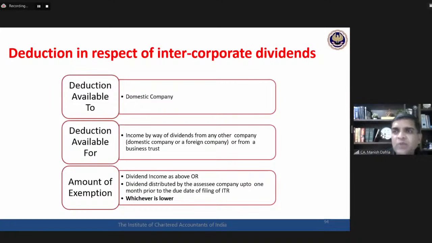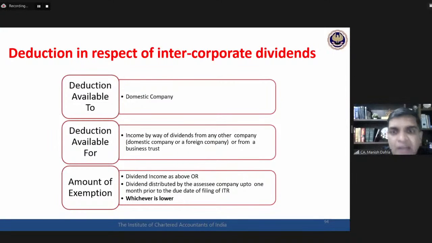I have received 50 lakhs as dividend. I have distributed 30 lakhs as dividend. 50 or 30, whichever is lower, 30 lakhs would be the ATM deduction available to me. So simple. Calculation does not have much of a problem. But one thing we need to see with respect to that calculation: the amount received by me and distributed by me, whichever is lower. This distribution can be done up to 1 month prior to the due date of filing of ITR.